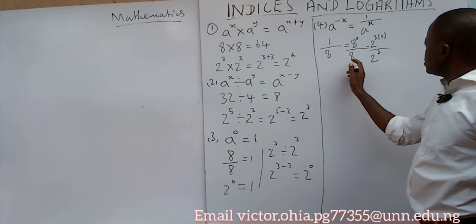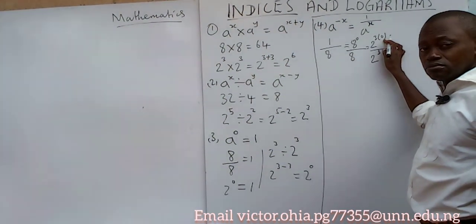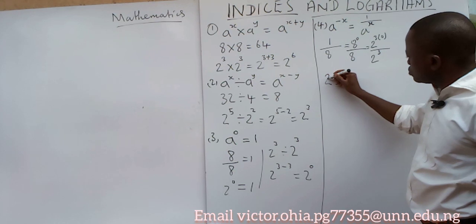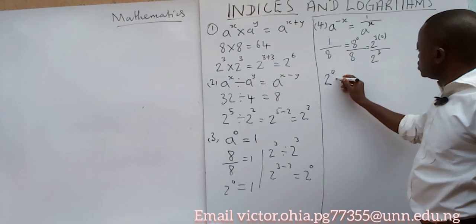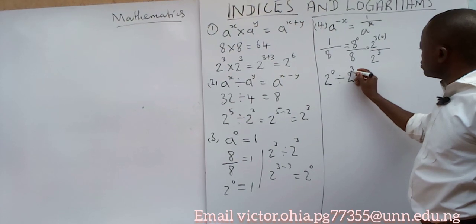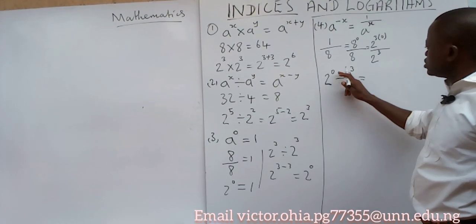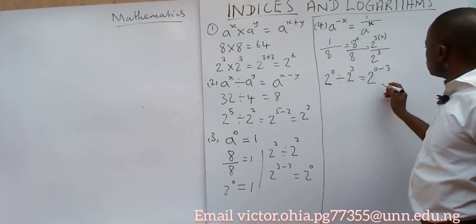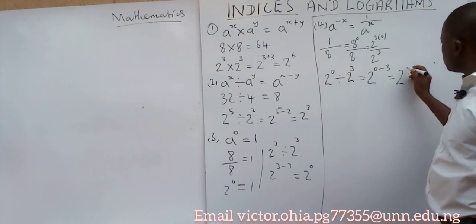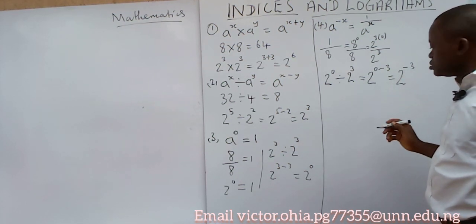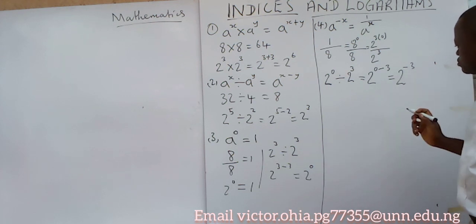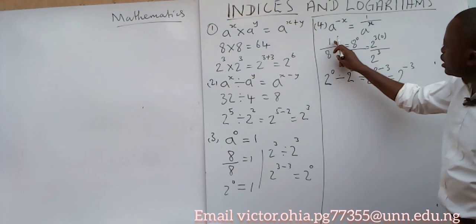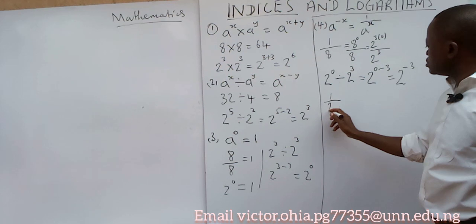Now you can write this as, 3 times 0 is 0. So you can write this as 2 raised to power 0 divided by 2 raised to power 3. Now, what do you have now? Let's subtract their powers. You are going to have 2 raised to power 0 minus 3. What do you achieve? You have 2 now raised to power minus 3. Wow. Can I write this 1 over 8?